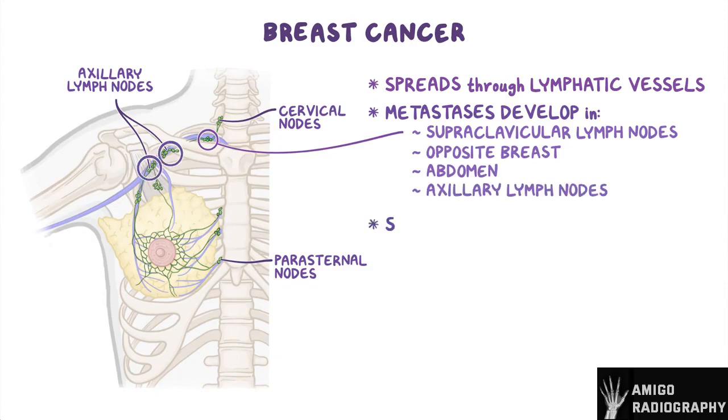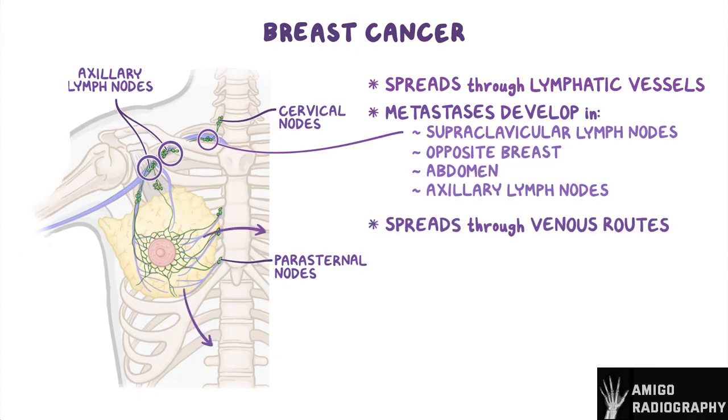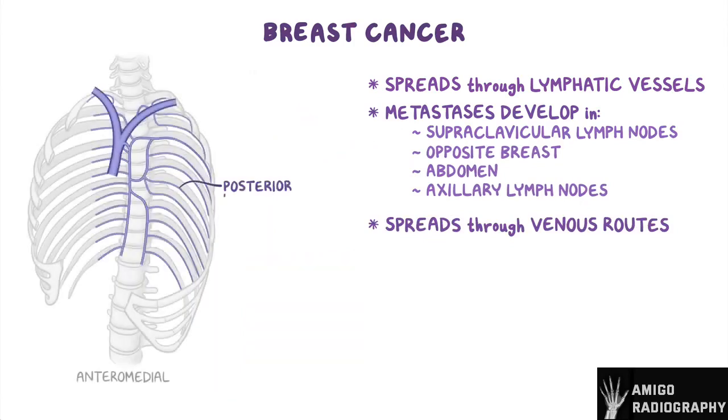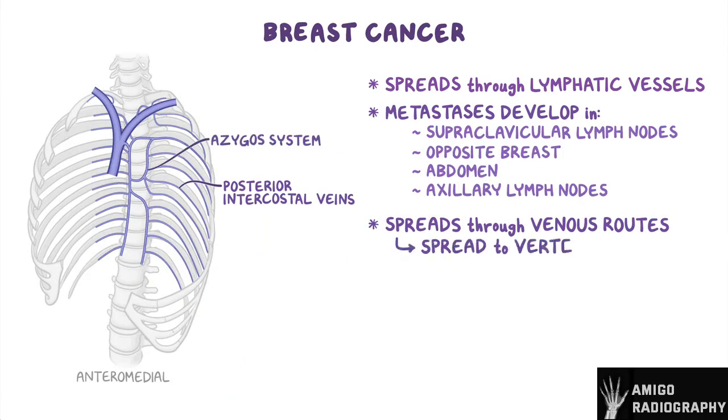Cancer cells can also spread from the breast through venous routes. For example, the posterior intercostal veins drain into the azygous system of veins alongside the bodies of the vertebrae. As a consequence, cancer cells can spread to the vertebrae and from there to the cranium and brain.